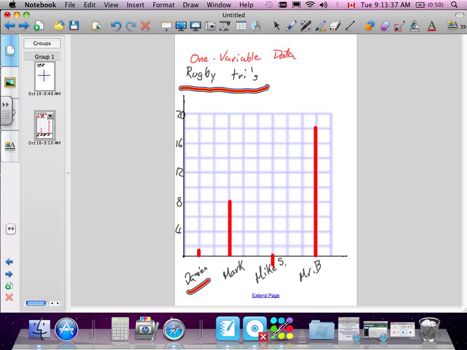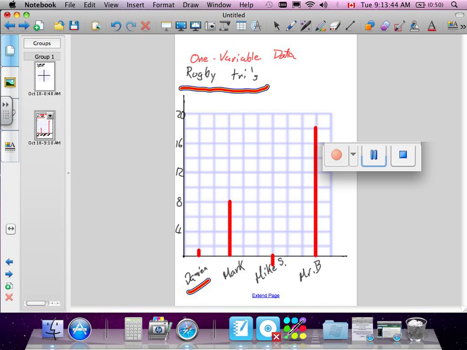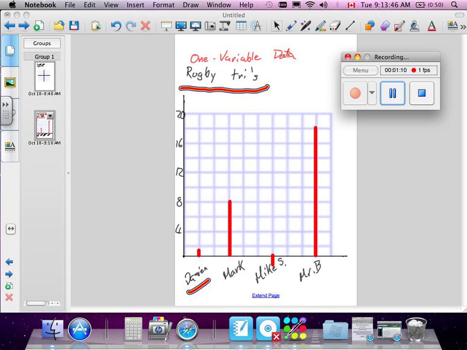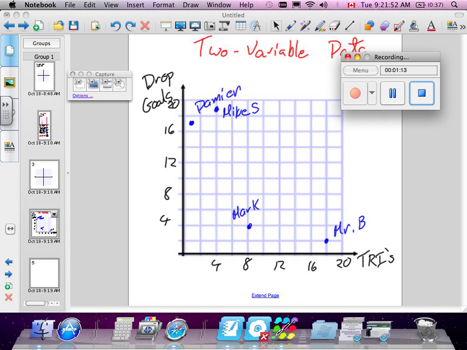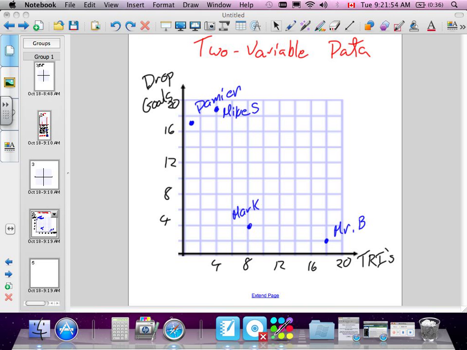So there's many different types of graphs that deal with data like this. So if you notice, this is a bar graph. Can anyone name other types of graphs that would show one variable? So here we have an example of a scatterplot graph. So we could use a scatterplot graph to represent one variable data, but in this case we're using it to represent two variable data. I want you guys to get used to reading a scatterplot graph.